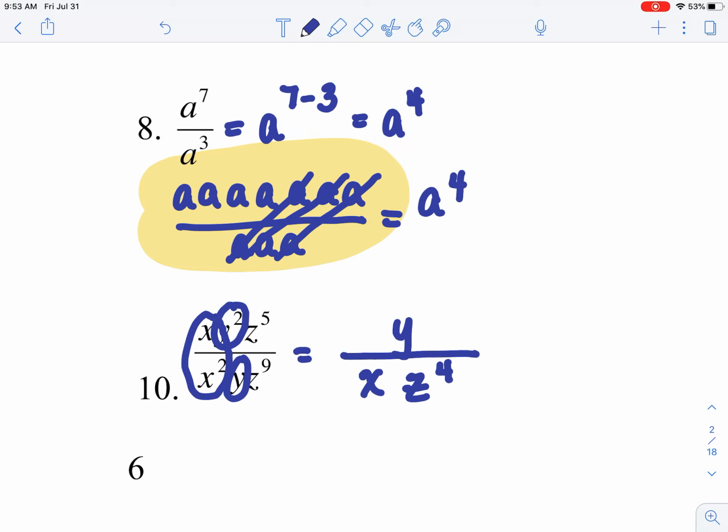Okay, hope you enjoyed this recap from algebra. Feel free to go back and try those other problems if you feel like you need a little more practice.